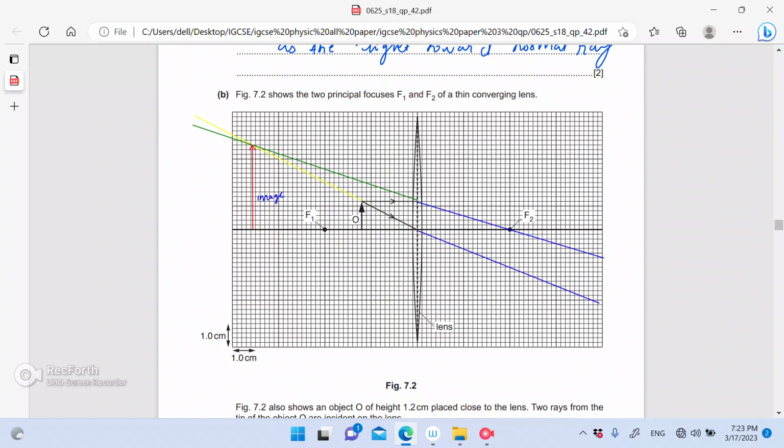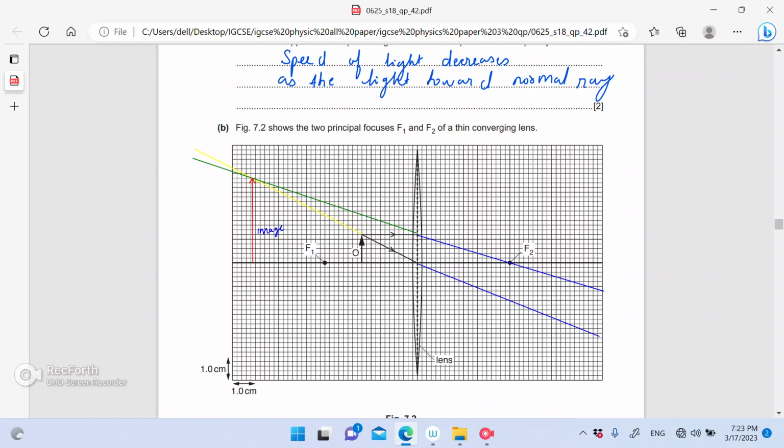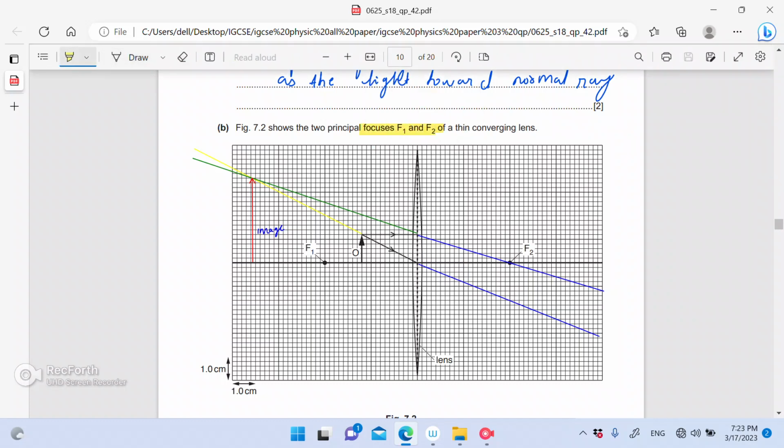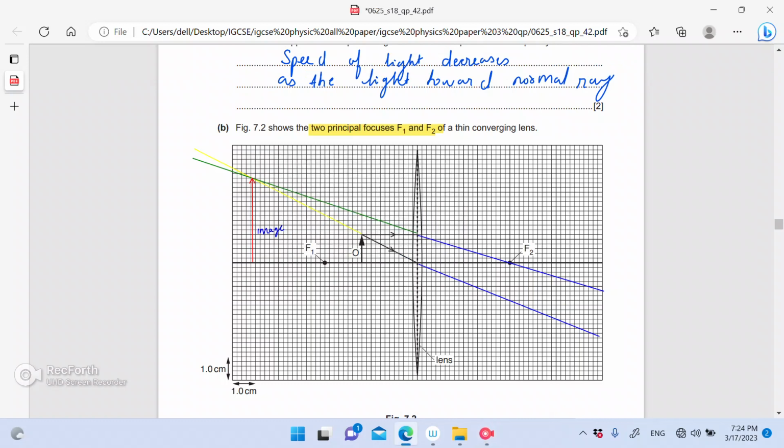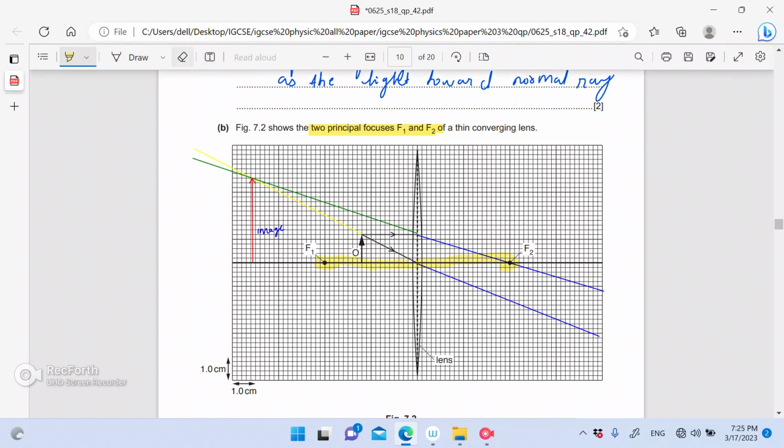So look at this diagram. They are saying two principal focuses, F1 and F2. So what is the principal focus? Now you know, this is F1 and F2. Focuses, one is here, one is here. Again I am repeating, look at this, these are the two principal focuses, and they should be at the same distance from the center of the lens. These both should be the same distance.